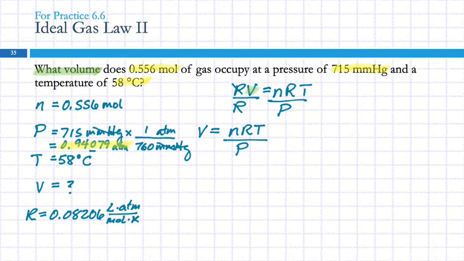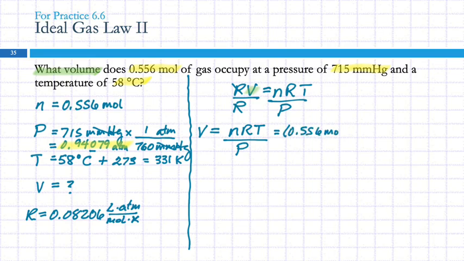What unit do we need on the temperature? Kelvin. So to convert Celsius to Kelvin, I'm going to add 273. So 58 plus 273 is 331 K. Okay? Let's just maybe have a dividing line in here so things don't run into each other. Okay, so now I've got all the units correct, so I can put my numbers in.